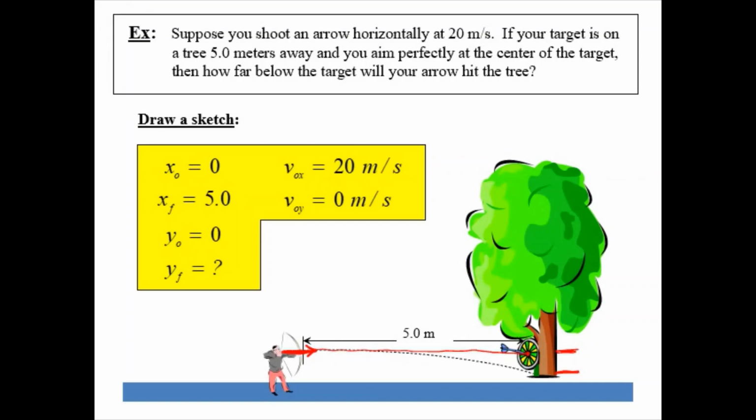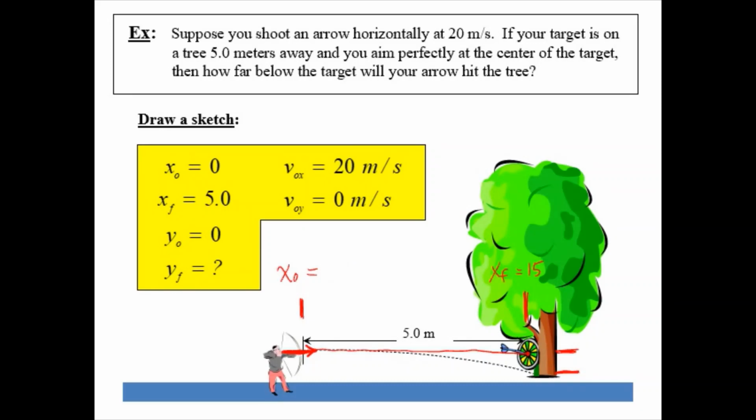The other thing we get to choose is our coordinate system. And again, I don't have to start the arrow at position 0, but why not? I mean, if I wanted, I could say, well, x0, let's just call x0 10, and then x final over here where it hits the tree, in that particular case, would be 5 meters more positive, or 15. That would be okay. I could do that. There's nothing wrong with that.